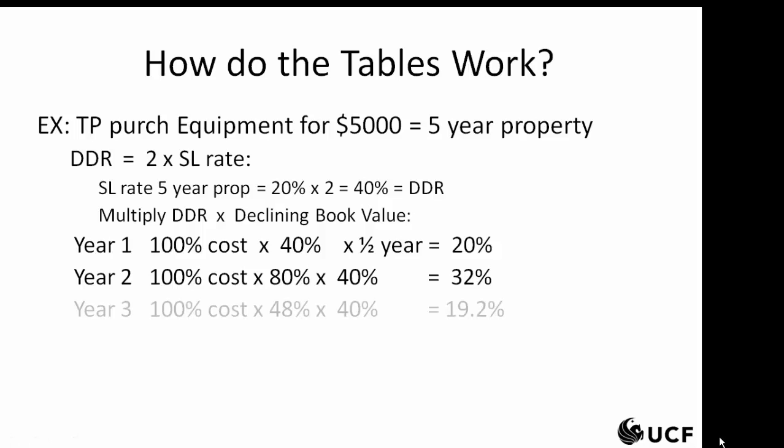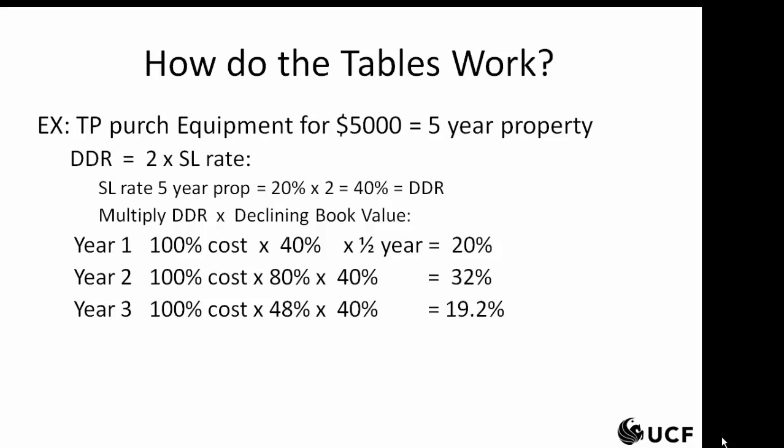Once we do that, when we get to year 3, we've taken 20% in the first year. We've taken 32% in the second year. So we've already taken 52%. That leaves us 48% of the original cost. Again, we're going to take that and multiply that times the 40% double declining rate. Well, if you take 48% of 40%, it's 19.2%. So if we multiply those together up front, then we can just take 19.2% times the original cost and not have to recalculate the declining book value each time.